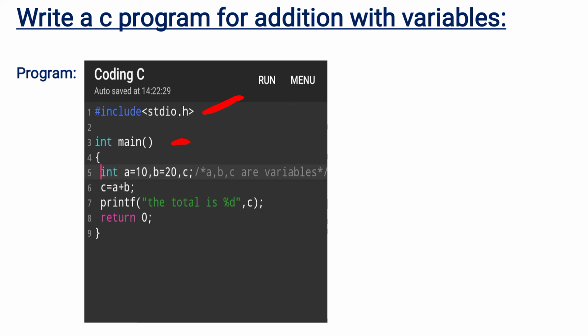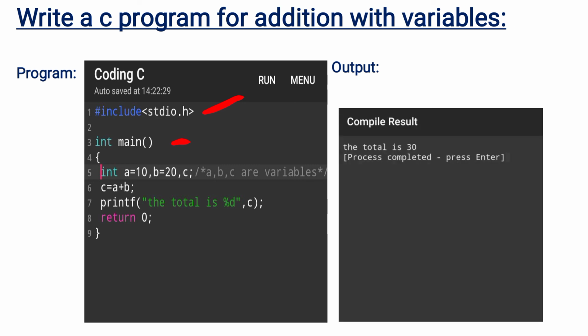If we run this program, we will get the output. So this is the output of this program. The total is 30. Carefully observe here. %d is the format specifier for integer, I told, right? So the total is displayed on the output as it is, and in the place of %d, 30 is displayed. Where did this 30 come from? From the variable c. %d is the integer format specifier, that's why the value of c replaces the %d symbol here.